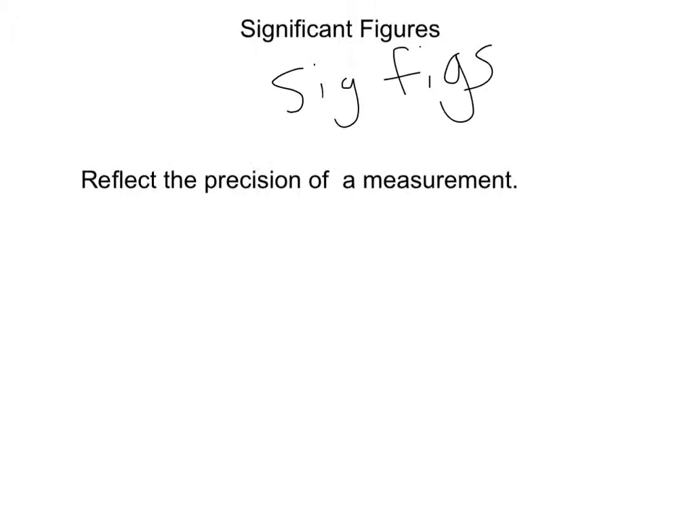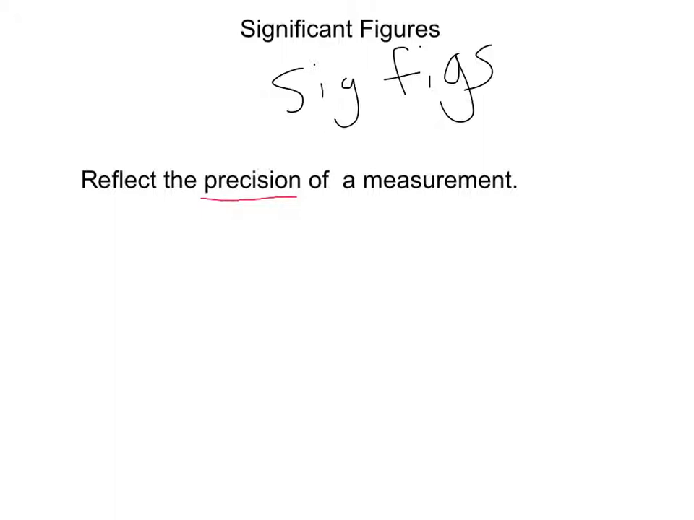So for this video, we're going to continue along the lines of accuracy and precision and talk about significant figures. Some people call them sig figs. Some people including me. What sig figs do is reflect the precision of a measurement. We're talking about how precise the measurement can be, and the way they work, more sig figs means a more precise measurement.